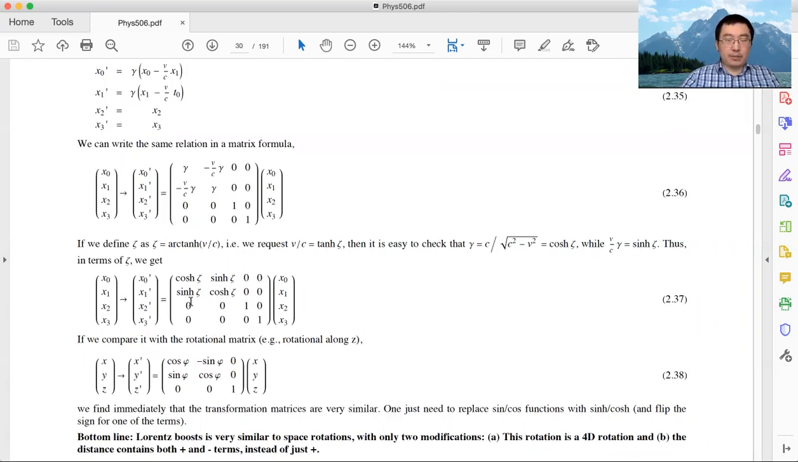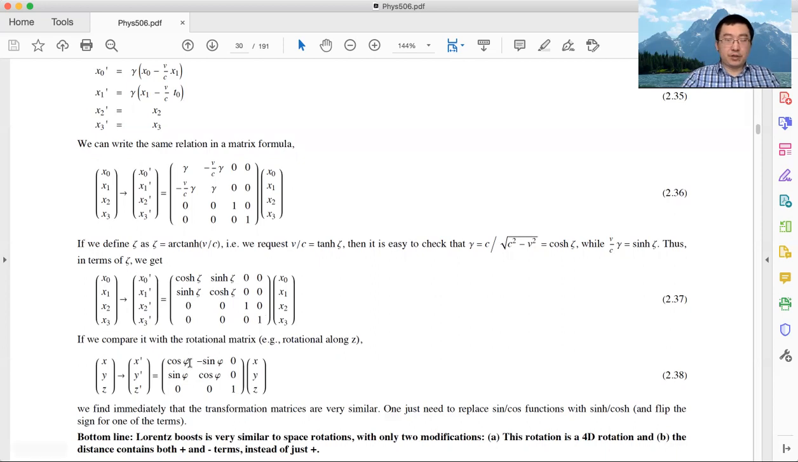And we can compare this object with 3D rotations, and we realize that the transformation of the Lorentz boost and the 3D rotations are very similar to each other. It's a 4-dimensional version of 3-dimensional rotation. Here, there are only two differences.